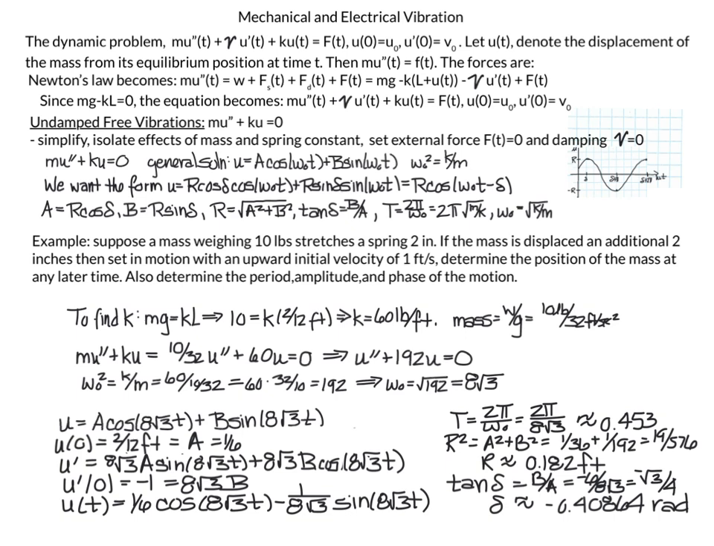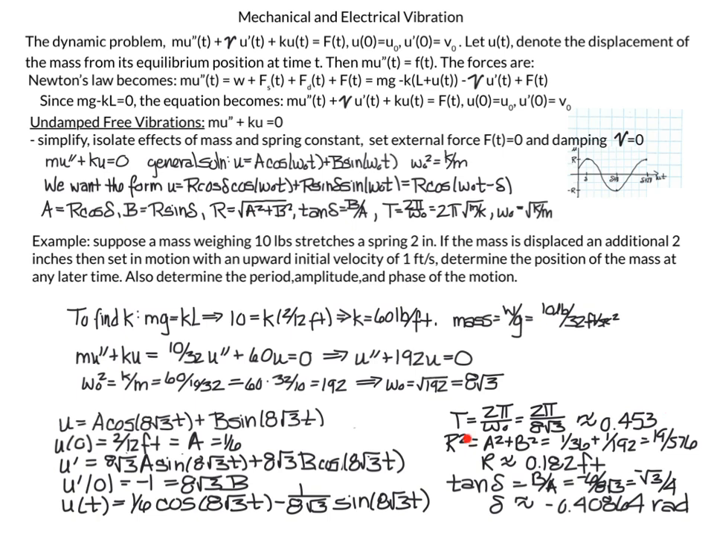The next thing that it asked for was period, amplitude, and phase of motion. So I plugged in then for my period T is equal to 2 pi over omega naught, which is 8 square root of 3. So that's approximately 0.453. I also needed my amplitude.